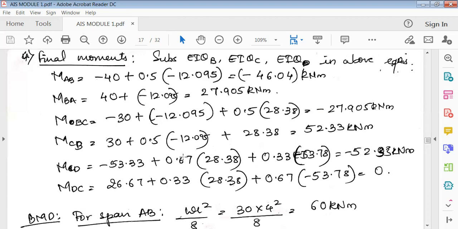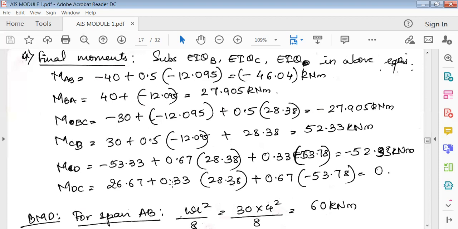Okay. Next, finally, MDC. Again, we have taken that MDC, the value should be equal to 0. So again, put all the values. So MDC is 0. Okay. So moment cannot exist at the simply support. So we already know that the moment at the simply support end, that is, at the hinge support, or at the roller support, or at the fixed hinged support, roller support, or simply support, the moment will be 0.